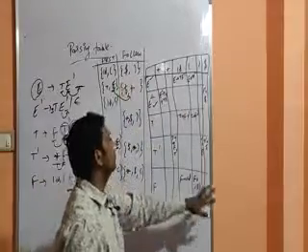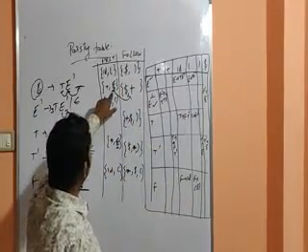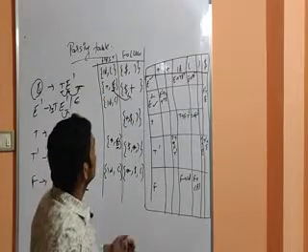And another point is, wherever you find the epsilon symbol, you don't write that epsilon symbol, you directly go to the follow of that particular grammar. That is the overall summary of this concept.